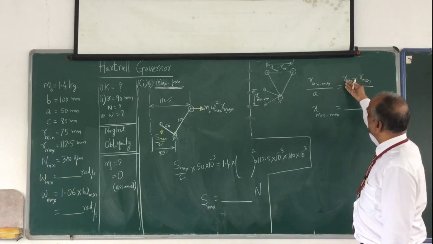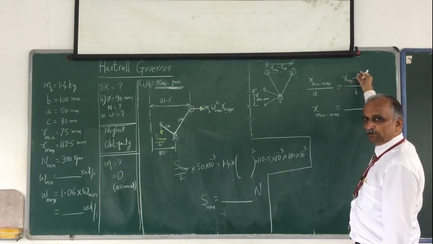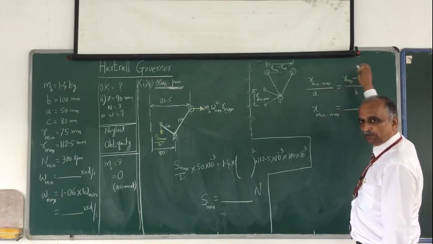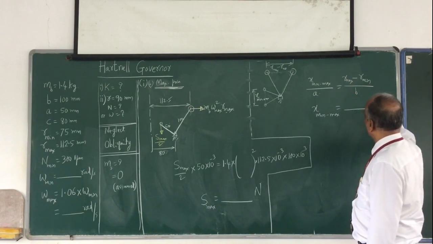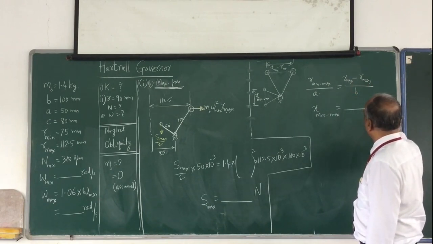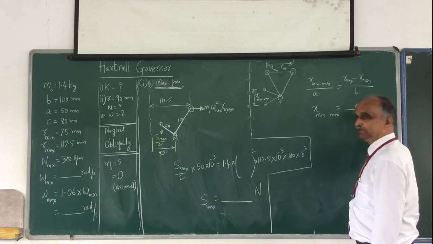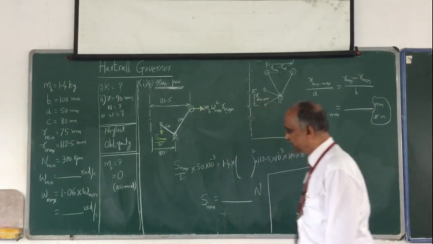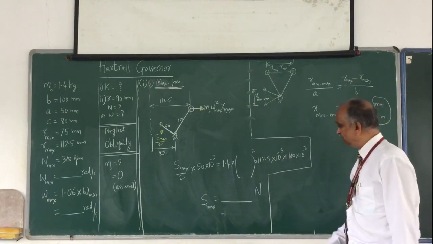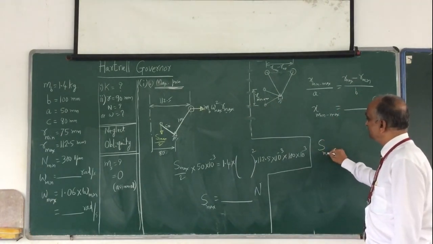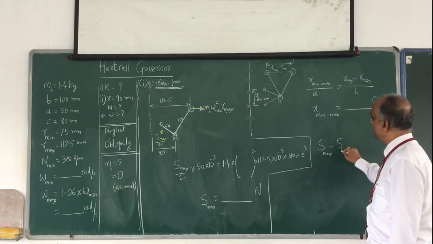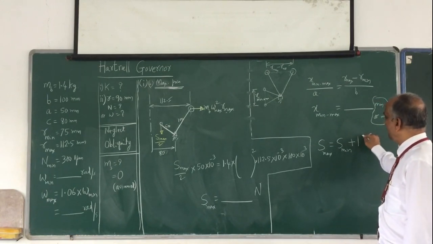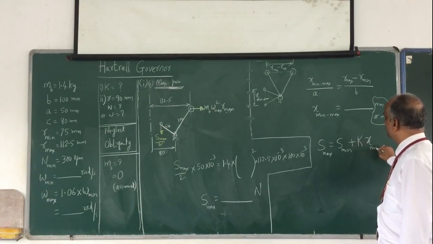If all the quantities are in millimeter, millimeter minus millimeter is millimeter, this also millimeter, and they cancel. If you substitute A also in millimeter, then you get it in millimeter. It may be millimeter or meters, depending upon what you substitute. So now you know the sleeve displacement, the maximum sleeve displacement; you know S minimum, you know S maximum. What is the relationship between S maximum and S minimum? S max is equal to S minimum plus Ka multiplied by X min-max. I hope you understand.